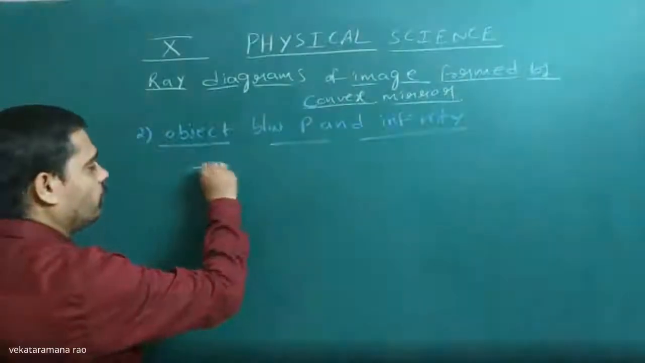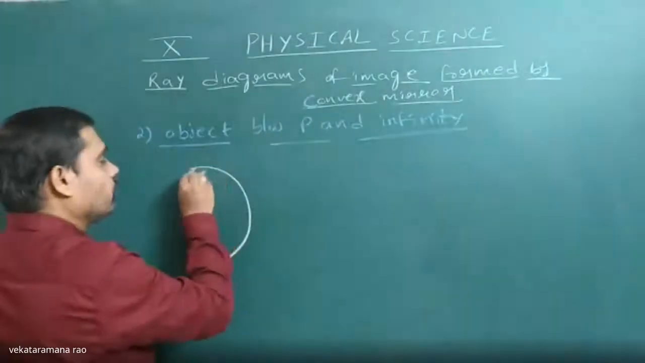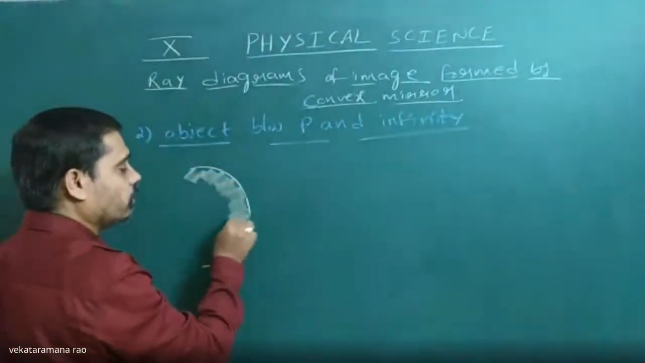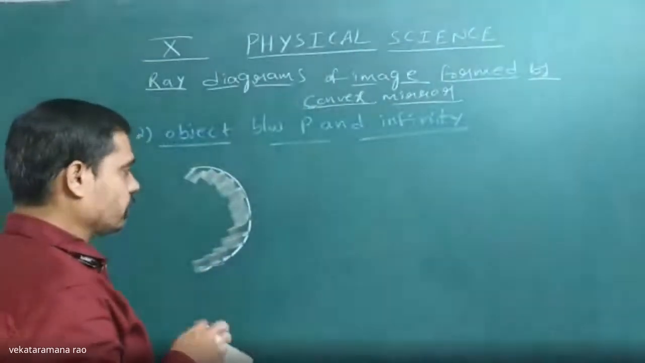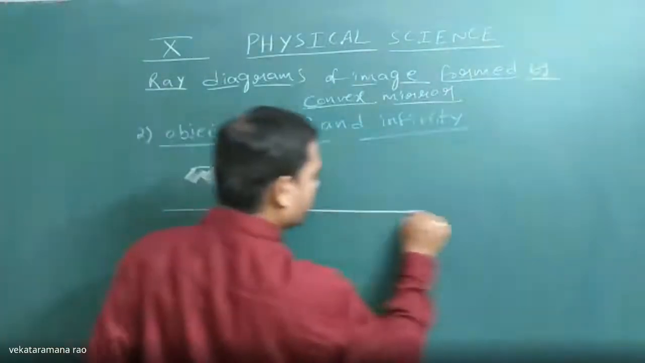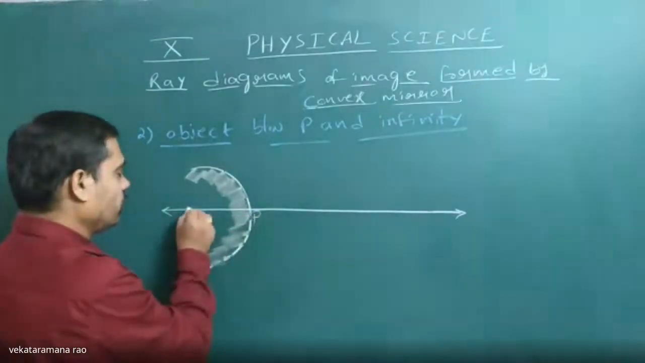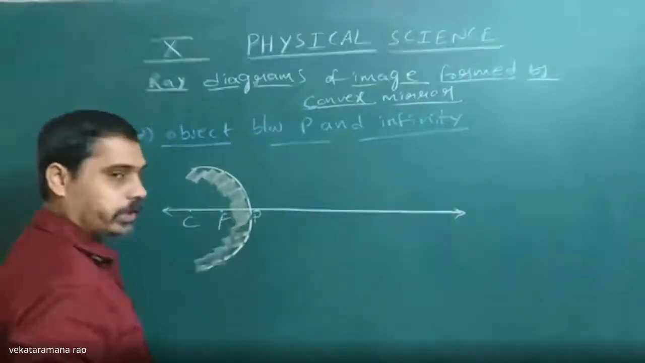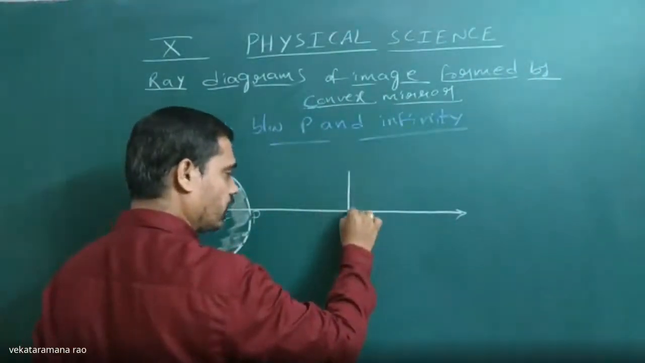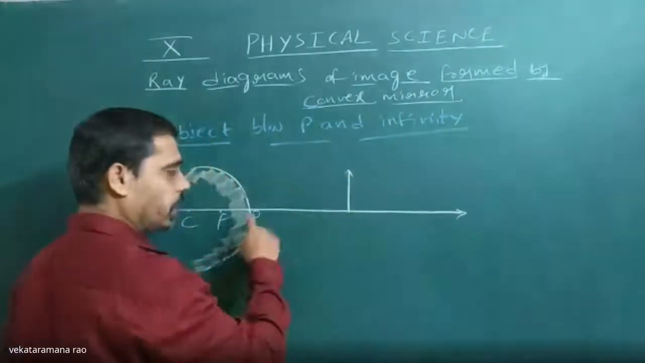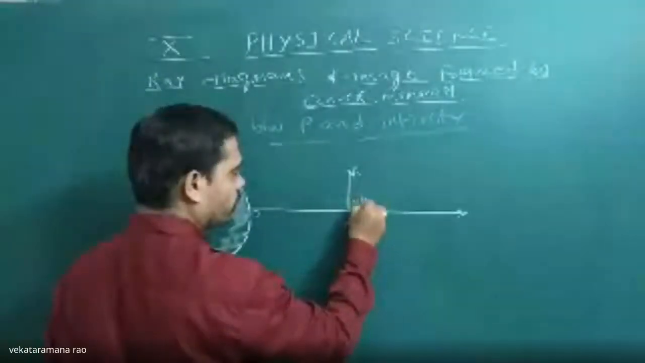Let me draw one concave mirror, and we have to go for coating or silvering or painting towards the curved inverse surface. Then let us draw the principal axis. Now mark pole, center, focal point. Now, where are you placing the object? In front of the mirror, between P and infinity. Let us mark this AB. This is the object.